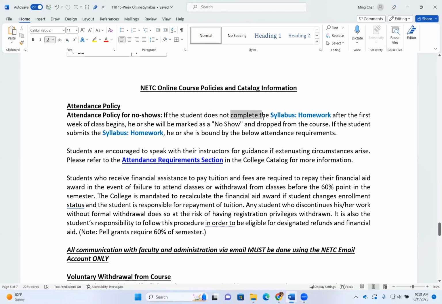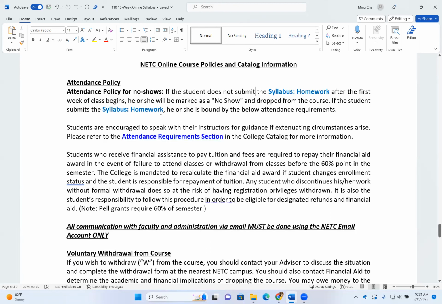A better wording here is submit. A student can attempt the syllabus homework but not submit it. If you do not submit the syllabus homework, then that tells me that you're not going to take the class, so we'll drop your name off the roster. If you do submit the syllabus homework, then you are bound by the attendance requirement below.